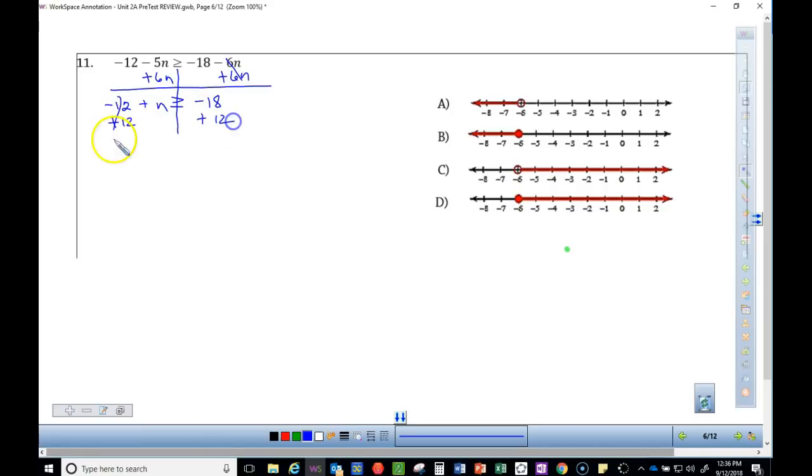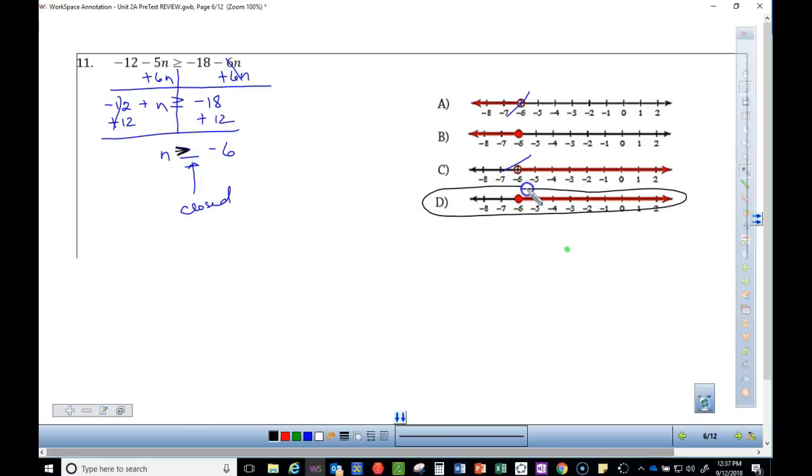So add 12. Carefully make sure negative 18 plus 12, right? Negative 18 plus 12 will give us negative 6. Okay, so we know that my dot needs to go on negative 6. This equal sign tells us that it's closed, so we can rule out this one and this one. And then this is pointing, if you want to think of it as an arrow, to the right because this is greater than. So it needs to be going this way, greater than negative 6.